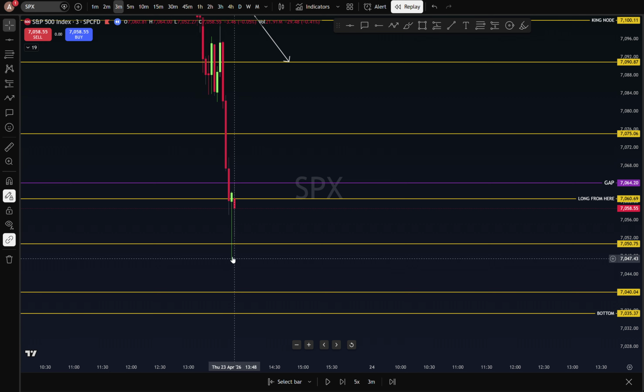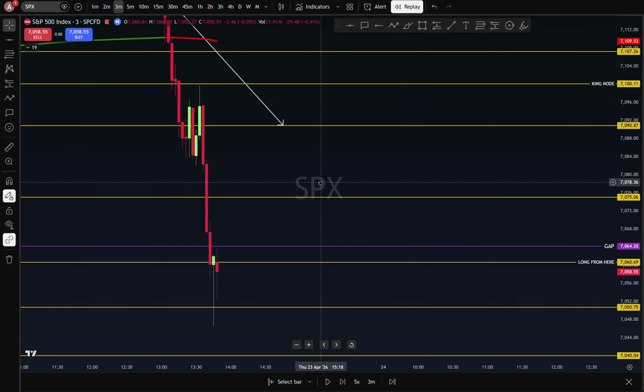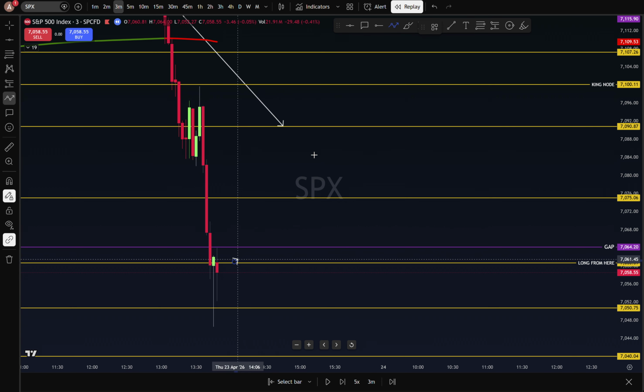You cannot call this break because you see this. It's just the wick get inside under the 50, but like recover very fast. So we are not looking at these things. So this is our main thing. Okay, so now you can go long from here, targeting the king knot. Okay, like it mentioned.